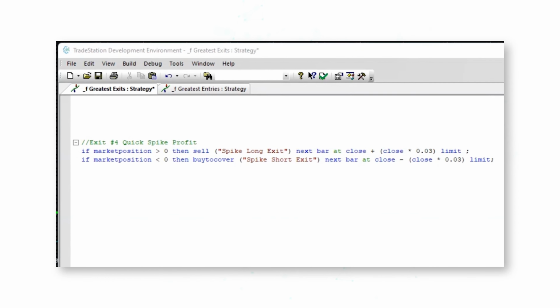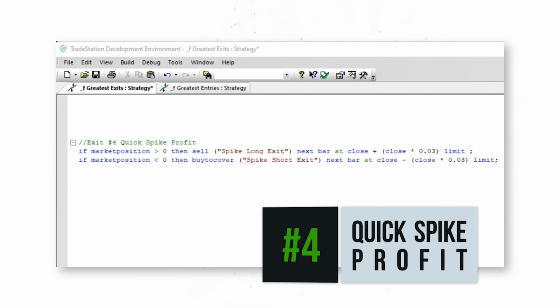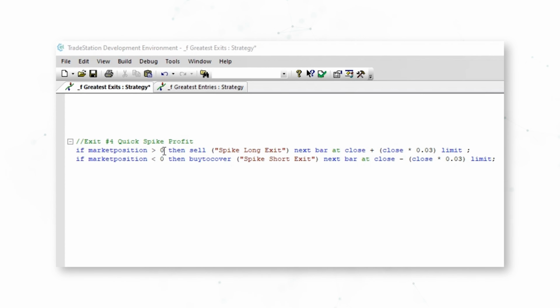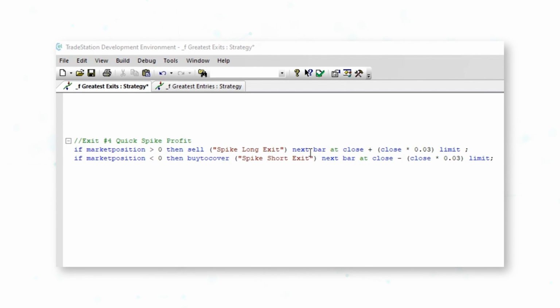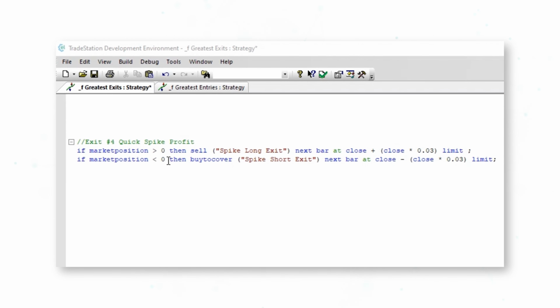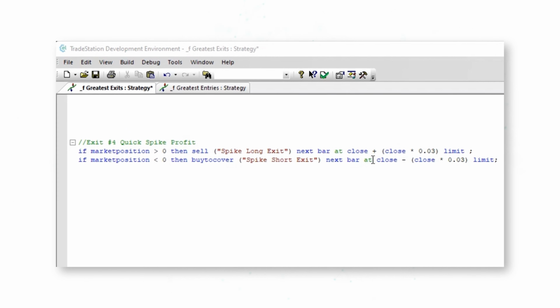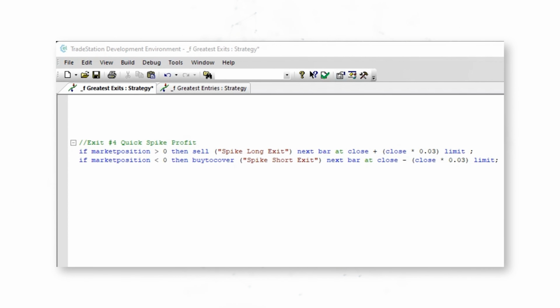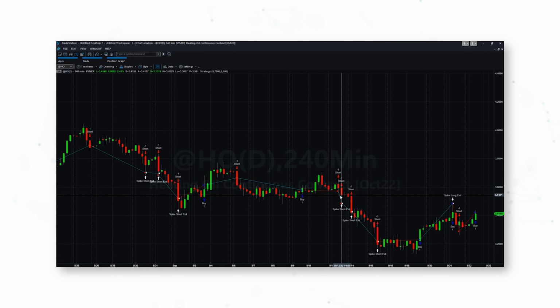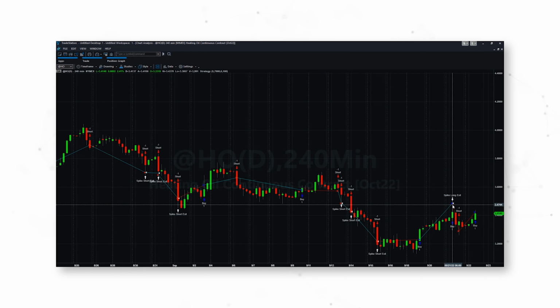All right, our next exit is a quick spike profit exit. What this exit does is it says if your market position is greater than 0, if you are long, you're selling the next bar at the close plus 3%, and if your market position is less than 0, if you're short, you are buying to cover at the next bar minus 3%. And if we look at what this exit looks like on a chart, we can see that when you have a big move quickly in your favor, so if you're short and the market spikes lower, or you're long and the market spikes quickly higher, you are going to exit immediately.